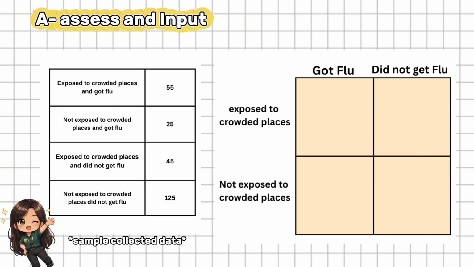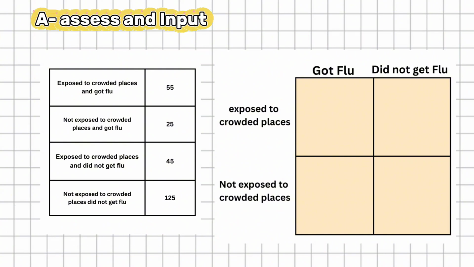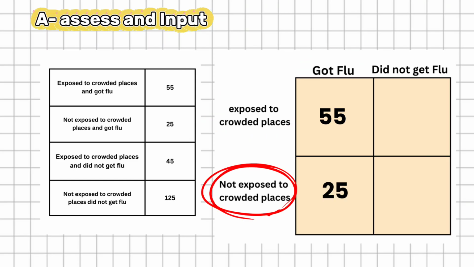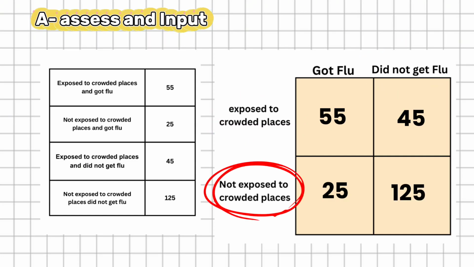Based on the collected data, we will now put it in the table. Take note that each data must be correctly placed in the right box based on the description on the data. According to the respondents, 55 people were exposed to crowded places and got flu, while 25 people were not exposed to crowded places and got flu. Meanwhile, 45 people were exposed to crowded places and did not get flu, while 125 people were not exposed to crowded places and did not get flu.